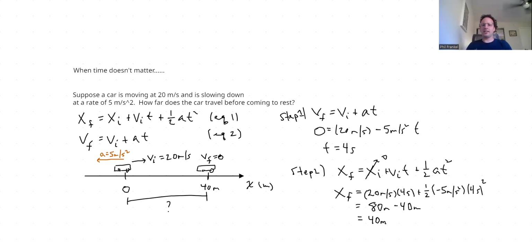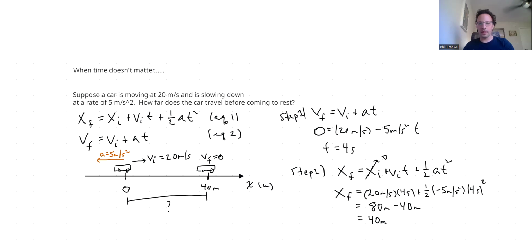And you know what? In this case, it wasn't too laborious to get this result. We had to use kinematics equation 2 before we used kinematics equation 1. Nevertheless, it wasn't too bad, right? Hopefully you agree this wasn't too bad.